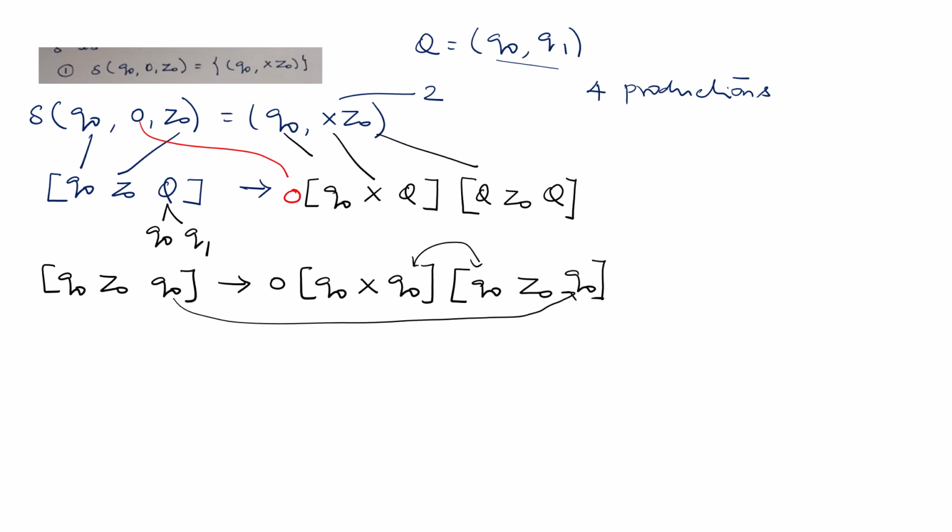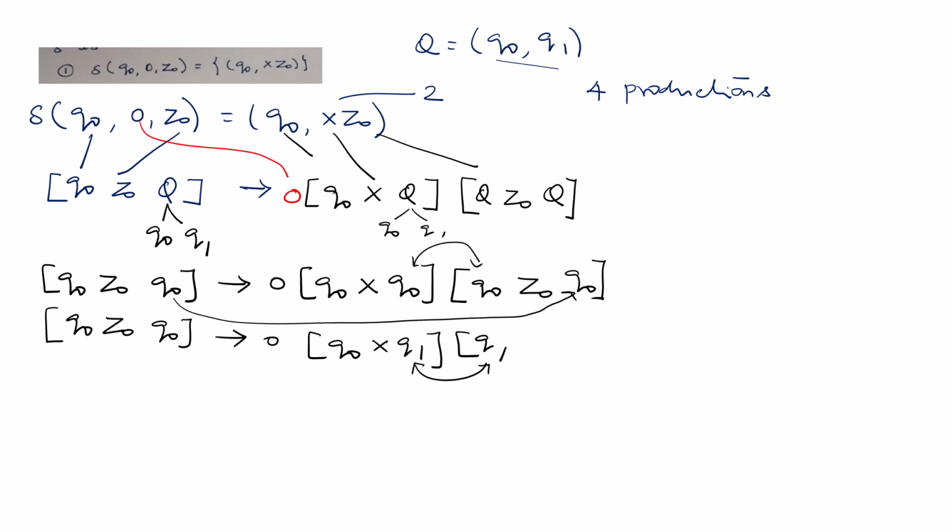The other possibility, again with Q0 and Q1, is Q0 Z0 Q0 goes to 0 Q0 X Q1, followed by Q1 Z0 Q0. That is, this one has to come here, taking Q0 over here.